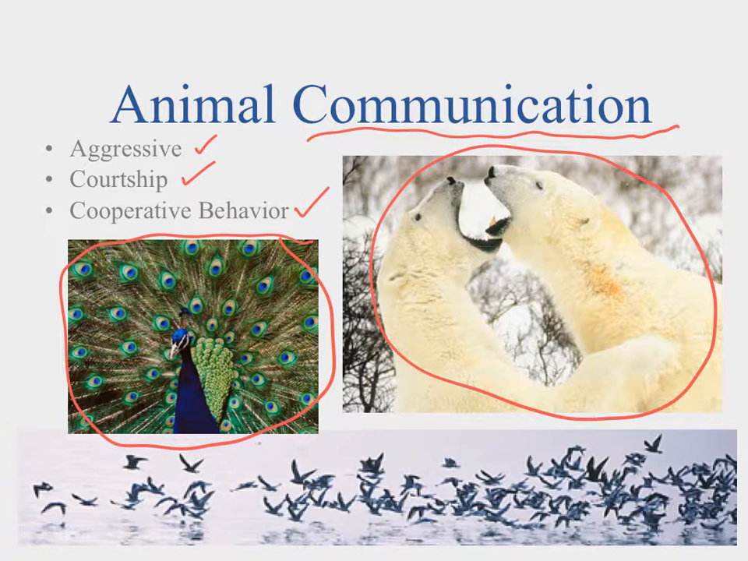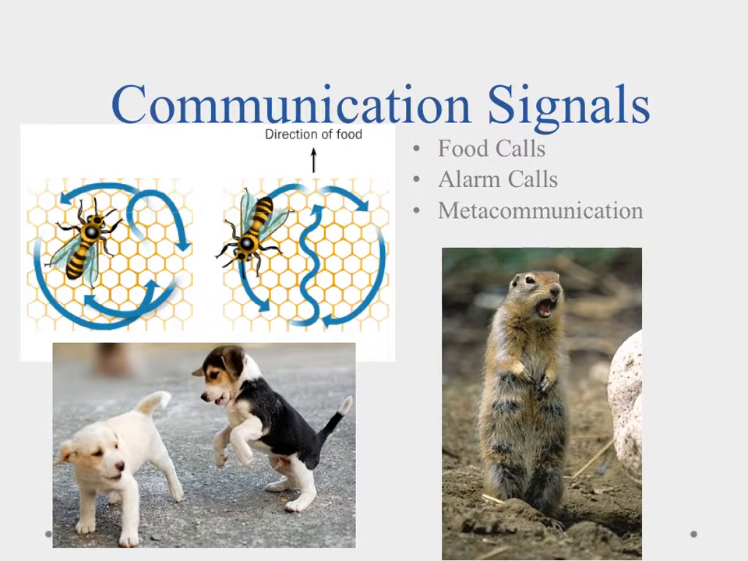And that's what we're talking about when we say animal communication. Now, when animals communicate, they send out signals, and these signals can be for different things. We have a couple examples here that we'll go through. We saw the courtship one. That's pretty basic. We can understand that.